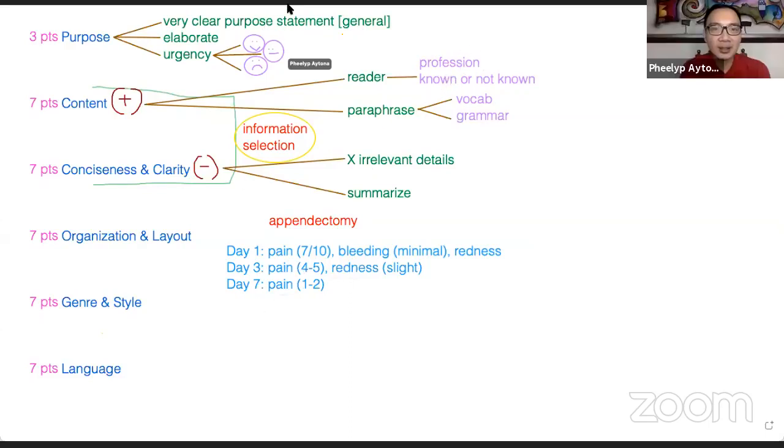Why don't you just say something like, his post-operative recovery was unremarkable, was normal, was uneventful, mga ganyan. Instead of talking about all of these things, hindi na kailangan. And that's one way for you to get points in conciseness and clarity, by summarizing details that aren't irrelevant, but you don't need to go into that level of detail.